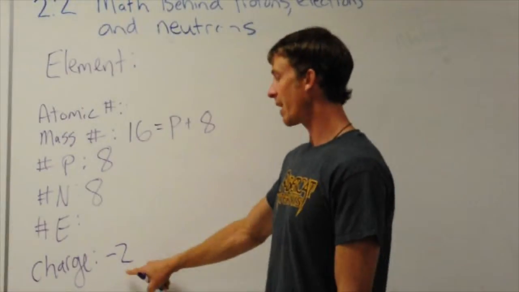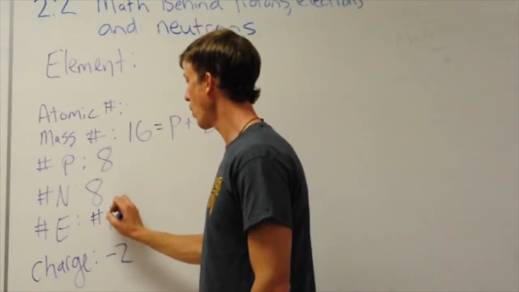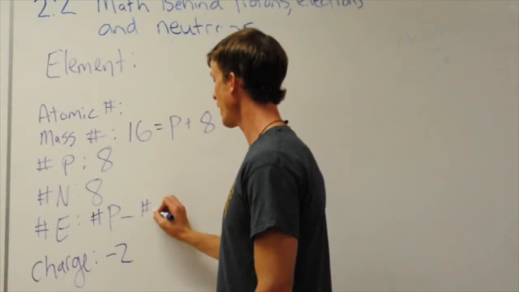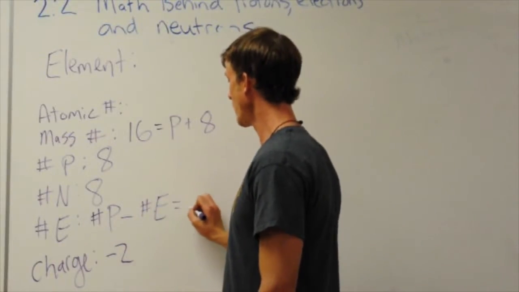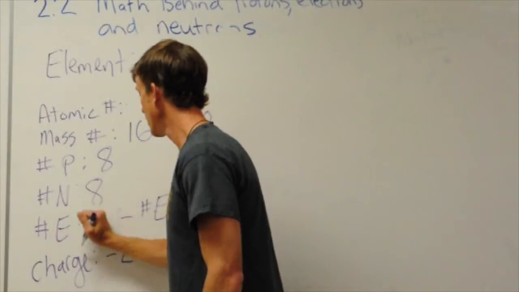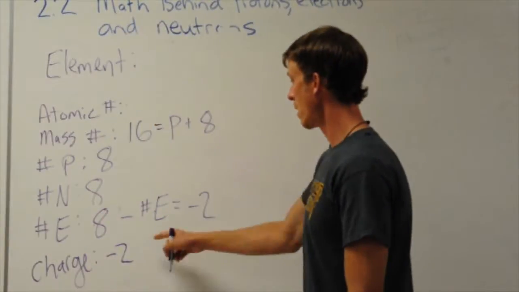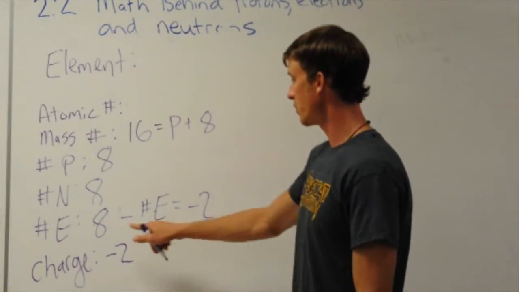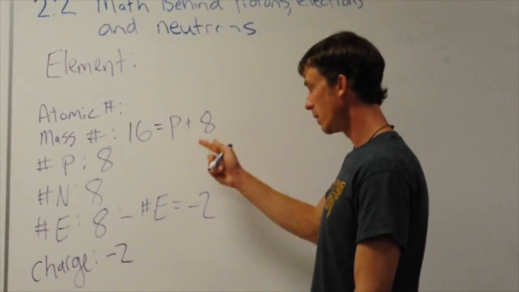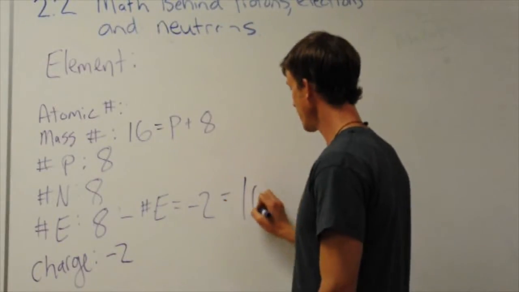You know the charge is -2, and you know that that would be the number of protons minus the number of electrons is going to equal -2. Well, you have the protons, so it's 8 protons. Number of electrons you don't know, but it's -2. So 8 minus what equals -2? That would be 10. So the answer is 10.